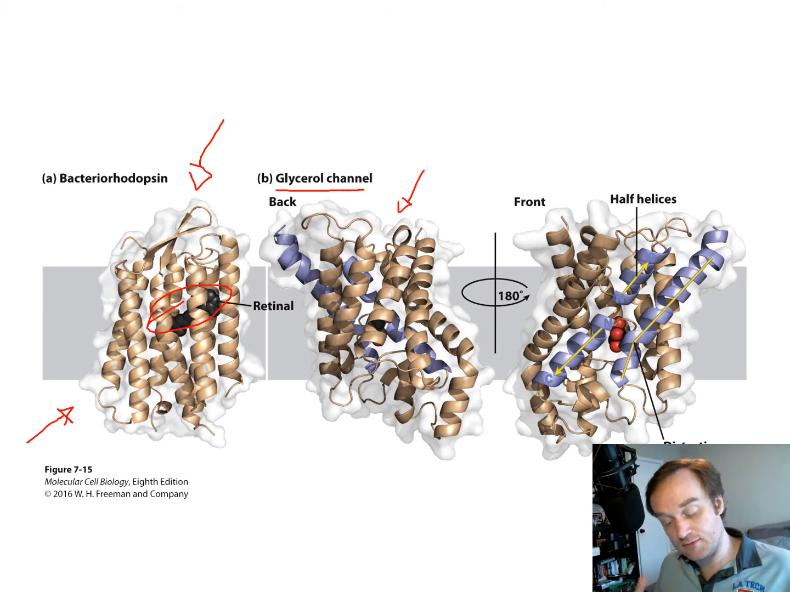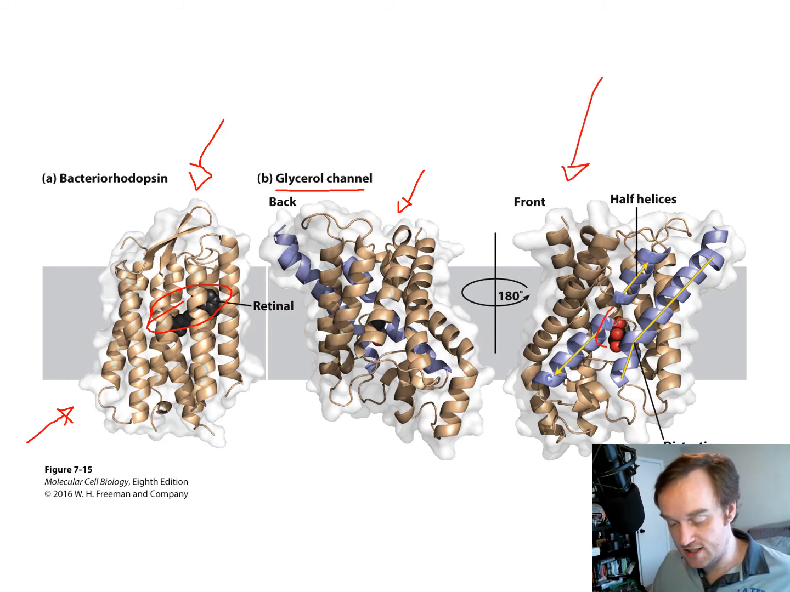And this creates a channel for the glycerol to move from the external environment to the cytosol. And as you can see here, this is just a rotation of 180 degrees, and they have the glycerol molecule within the center of the channel here.